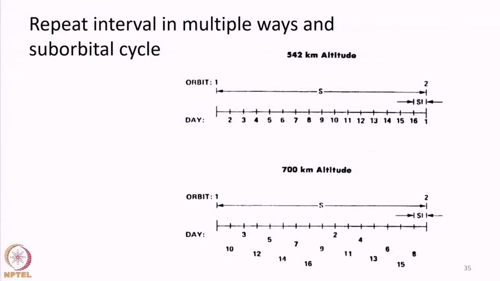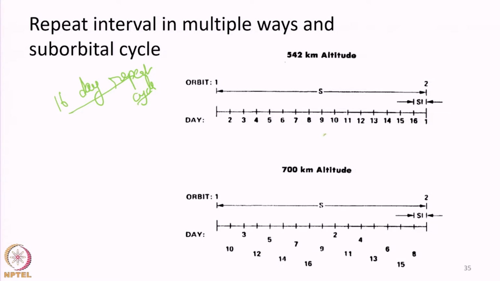Now, I told you the repeat cycle is actually designed or planned by the scientists and engineers taking care of the mission. It can actually be planned in several ways. A few examples are given here. Say a satellite with a 16-day repeat cycle, we are going to discuss as an example. So, this satellite will repeat its ground track again once every 16 days.